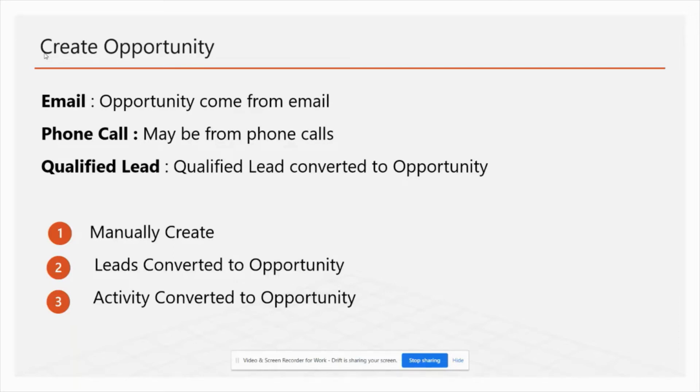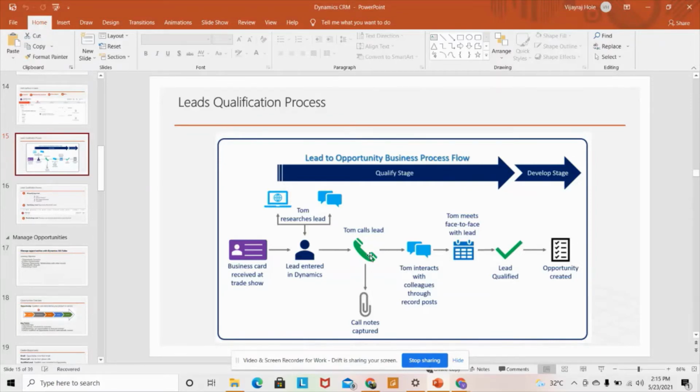In the next section, I will walk through practically how we can create the opportunity. We have talked about theoretically how the lead qualification process works, or how we can move the lead from the qualification stage to the develop stage. So in this video, I'm going to show you practically how we can move the lead from one stage to another stage, or how we can qualify the lead. So the ultimate goal is to convert the lead into the opportunity and convert the opportunity into the customer. So let's jump into the system.